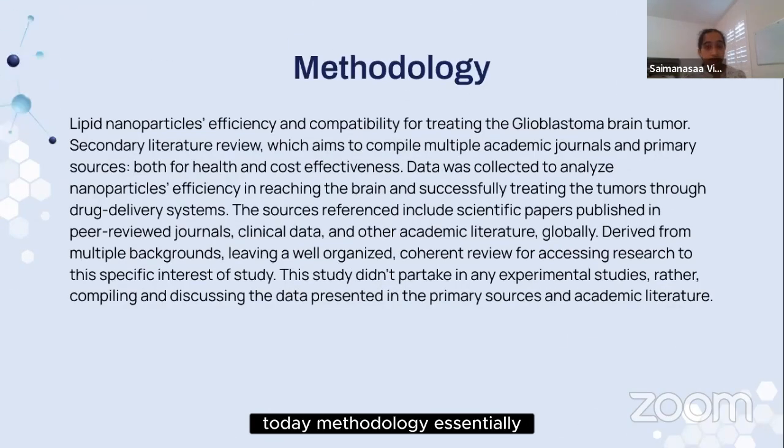Considering methodology, essentially, I just try to see which lipid nanoparticles are able to effectively treat the glioblastoma brain tumor. And I compiled a lot of academic journals and primary sources, such as different peer-reviewed journals, clinical data, and academic literature.